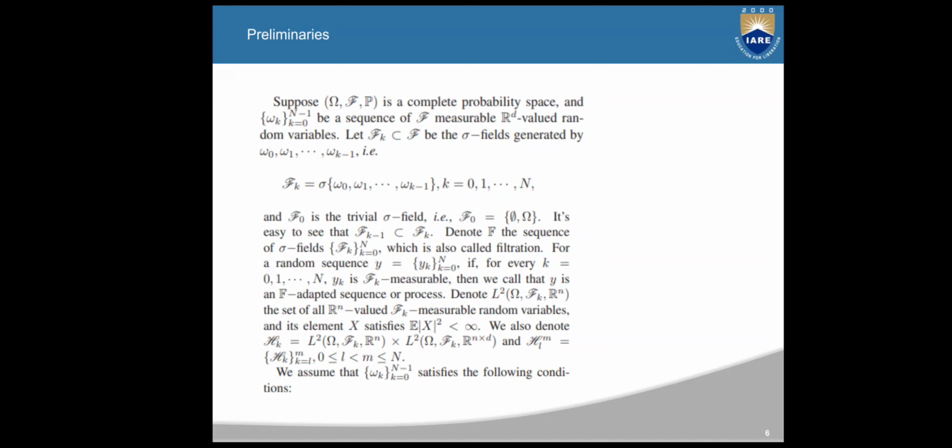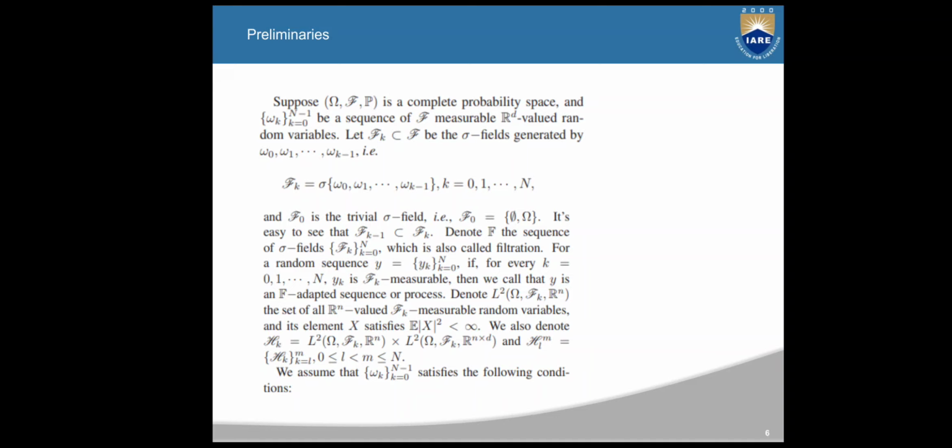Denote F the sequence of sigma fields, which is also called filtration. For a random sequence y equals y_k, if for every k equals 0, 1, and so on, y_k is F_k measurable, then we call that y is an F adapted sequence of process. Denote L square the set of all R^n valued measurable random variables whose element x satisfies the following.